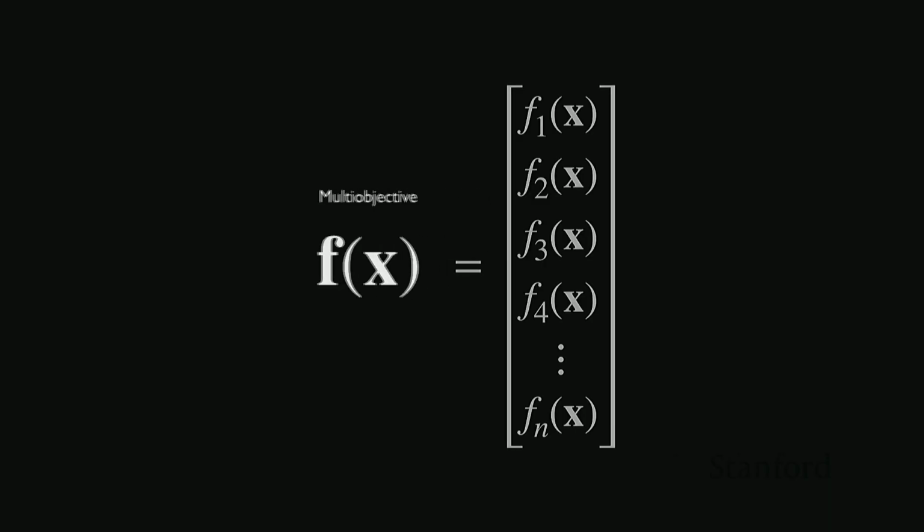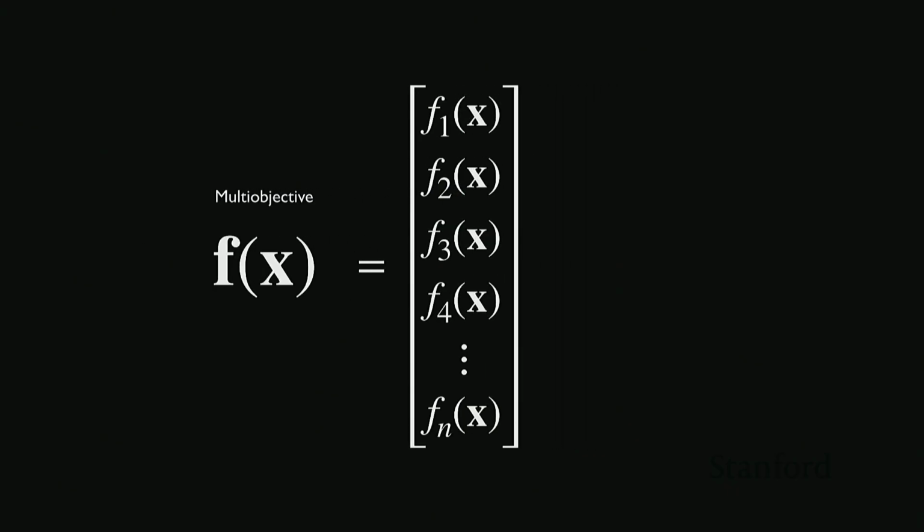Okay, so we can look at an example here. This might look something like this, where the output of our objective function is now comprised of all of these smaller objective functions for different objectives. So F1 is the first objective, F2 is the second, and so on, all the way up to n possible objectives here.